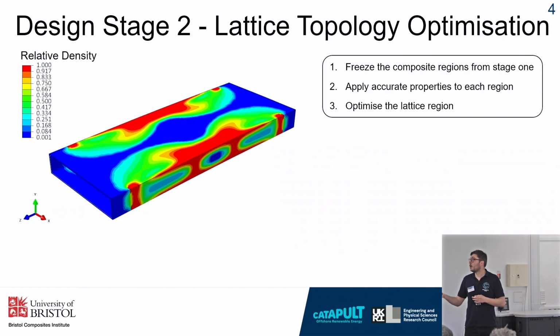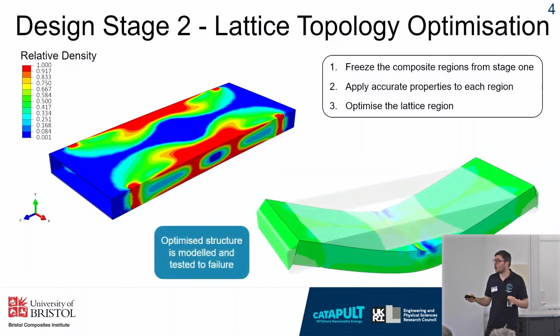Once you've got that, you can immediately test that optimized structure, because it gives you an output file which you can put straight back into Abaqus. You can see that it fails in the way that you'd expect a sandwich panel to fail. But this managed to do a lot better than a common sandwich panel, so that was nice.